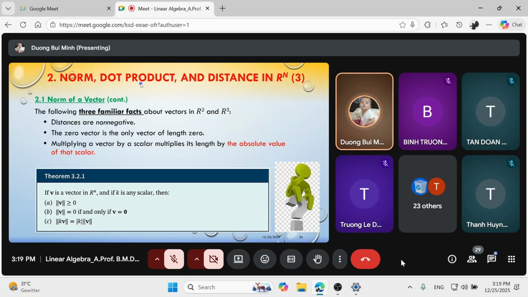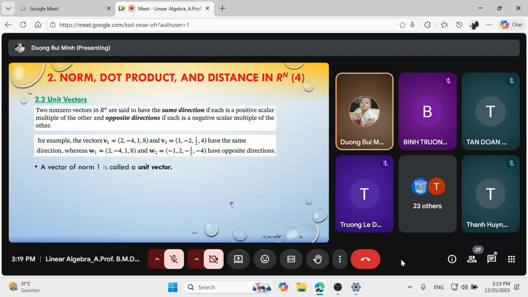Okay, so we have some theorems. The norm is positive. The norm is 0 if and only if vector v is the 0 vector, not the number 0, the 0 vector. And the norm of k times v is the absolute value of k times the norm of v. Now we talk about the unit vectors.